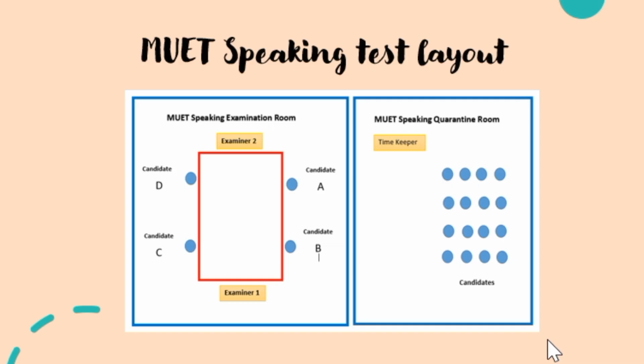In front of you, on the table, you will see that there is 1 piece of question paper and a piece of writing paper. So the question paper is just 1 piece of paper where you have part 1 of the MUET speaking test question on one side, and on the other side of the paper is the question for part 2. The writing paper, of course, is for you to write all your notes on when you are doing your brainstorming for part 1 and part 2. The examination will start here.